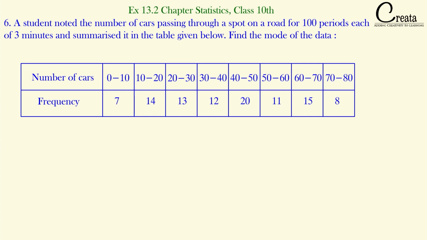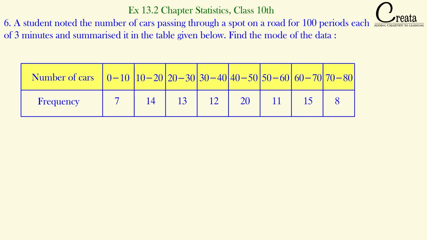So in this question, a student is sitting on the side of the road and noting the cars passing by on the road. That student has done the observation for a total of 100 periods and each period is 3 minutes long. Why that student is doing so, I do not know, but he or she has spent a lot of time preparing this observation sheet. Okay, 100 periods and each period is 3 minutes long, so a total of 300 minutes of observation. Let's see, in this question we have to find the mode of the data.